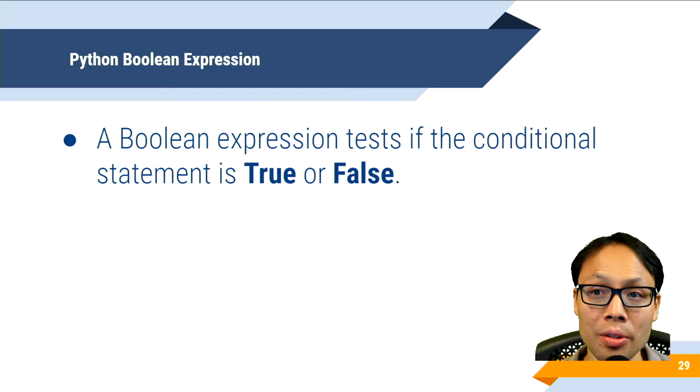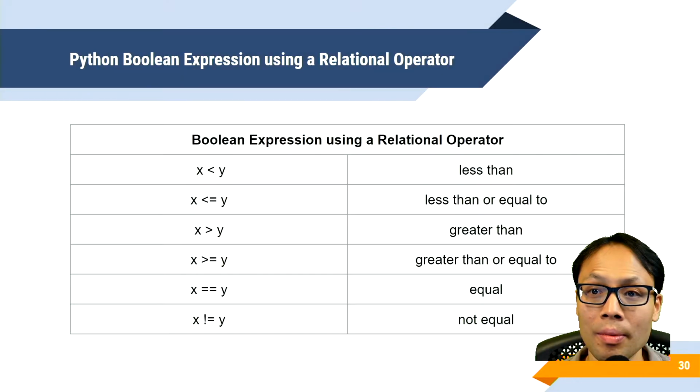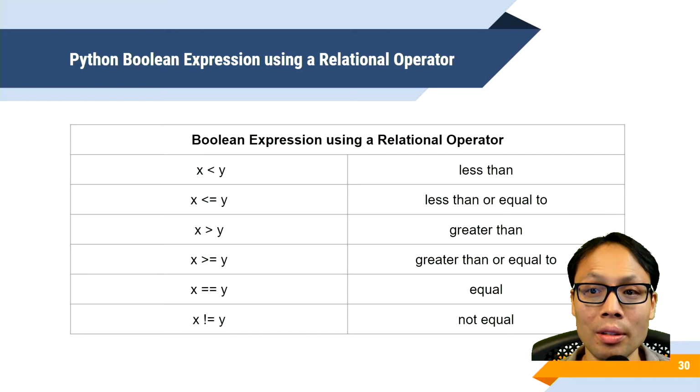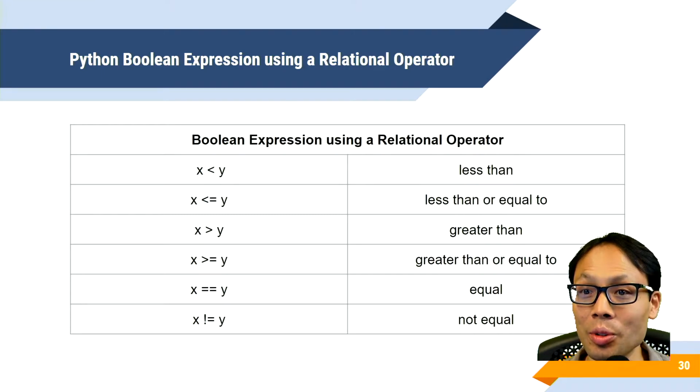So a Boolean expression tests if the conditional statement is true or false. And some examples of Boolean expressions using a relational operator. In my case here, I have two variables. I've got x and I've got y. So an example Boolean expression could be x less than y, x less than or equal to y, x greater than y, x greater than or equal to y, x equal equal y, which means is x equal to y, and x exclamation point equal y, which means that x is not equal to y.